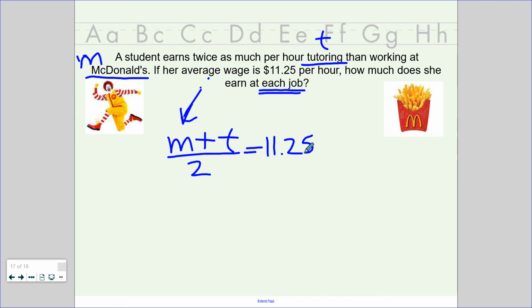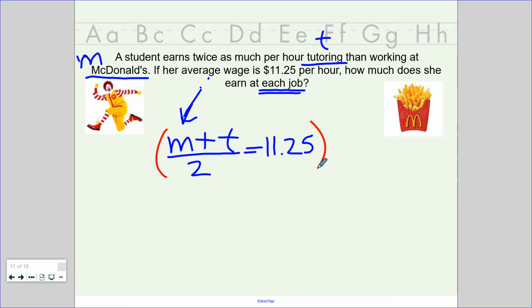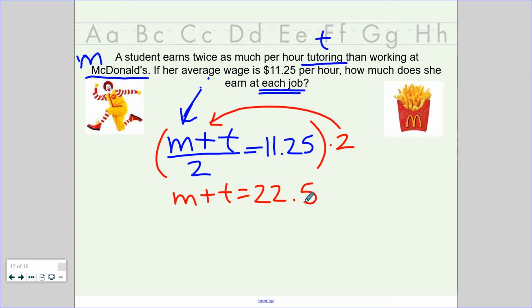Now, if you want to make that equation a little bit easier, you could now multiply both sides by 2. So again, let's call this an optional step. If I multiply on the left by 2 because it's one large fraction, my 2's are just going to cancel, and I'll have m plus t that remains. On the other side, if you do 2 times 11.25, you're going to get 22.50 or 22.5. So that's my first equation that I'll use.